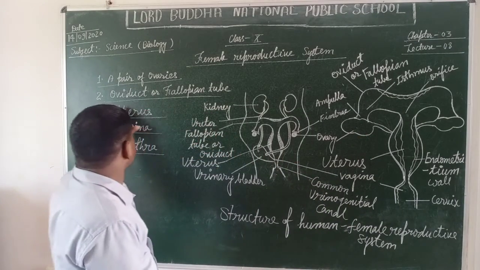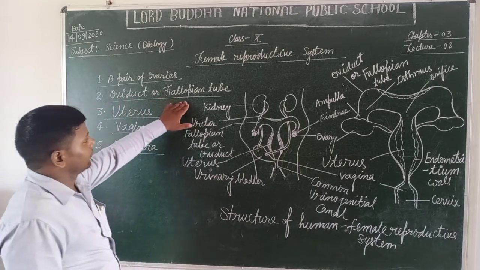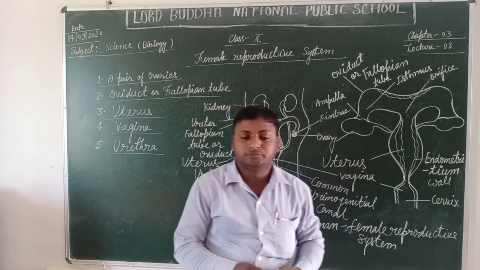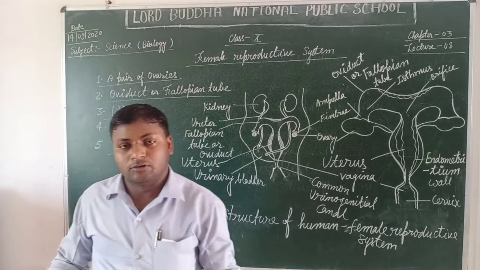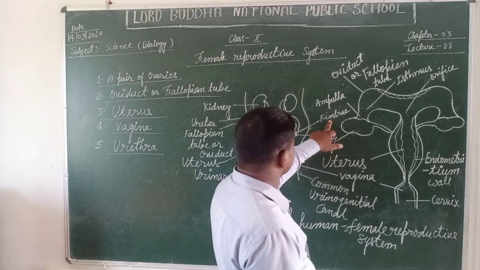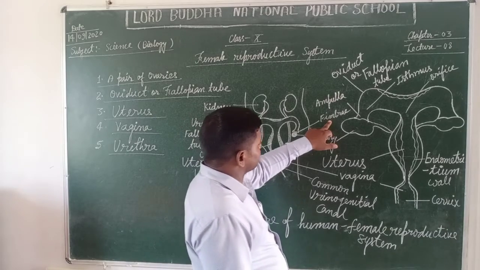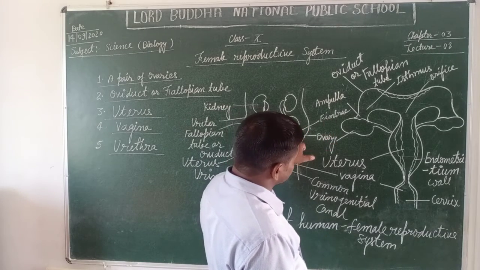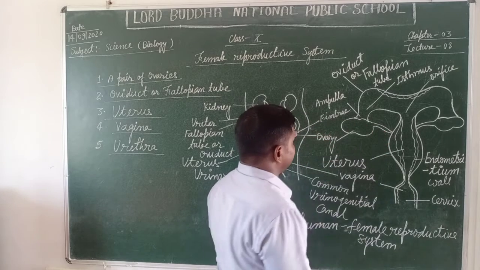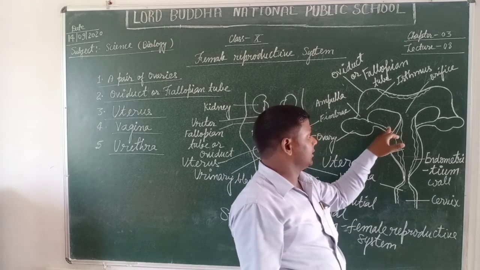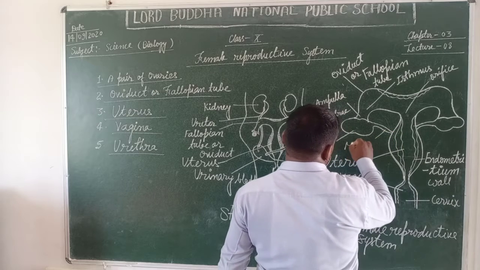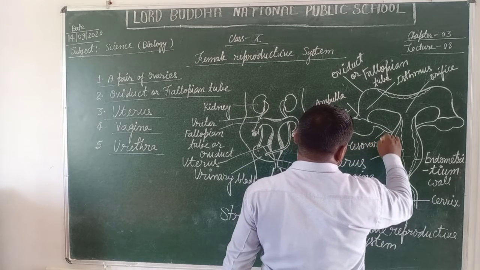Now students, the oviduct or fallopian tube is about 10 cm long, a thick muscular tube, whose upper part is called ampulla, containing finger-like projections. These are called the fimbriae, and the ovary is linked with the fimbriae with the help of a thread-like structure. This is also called mesothelium.